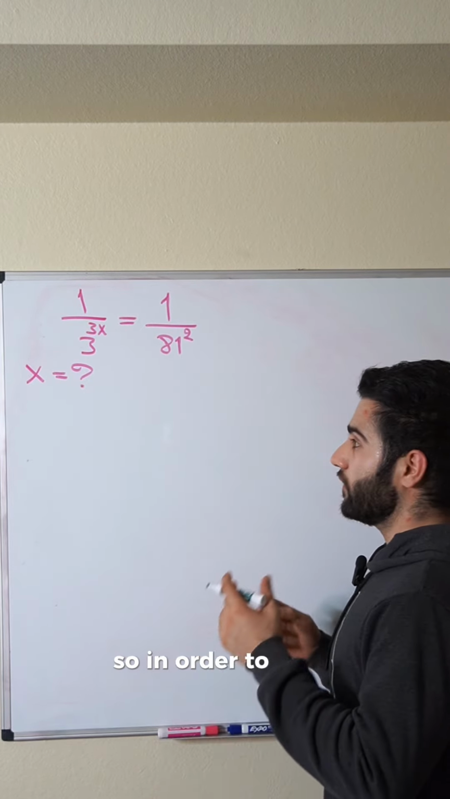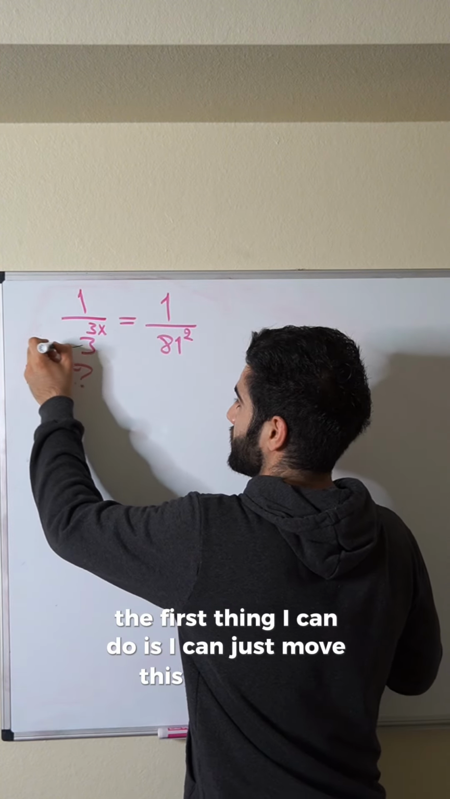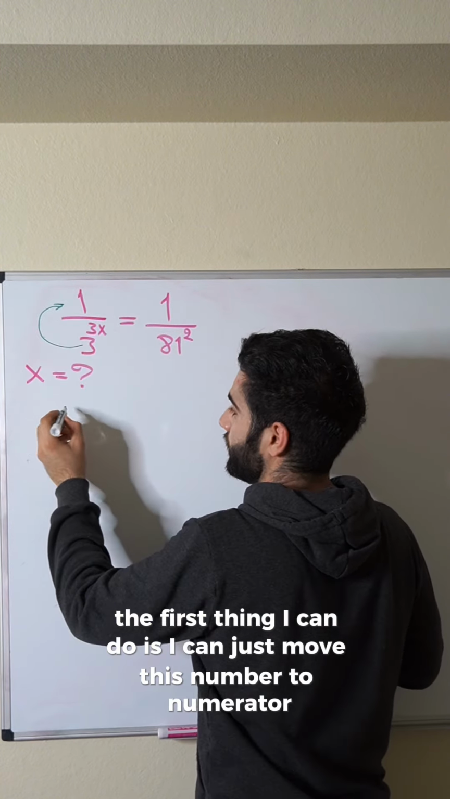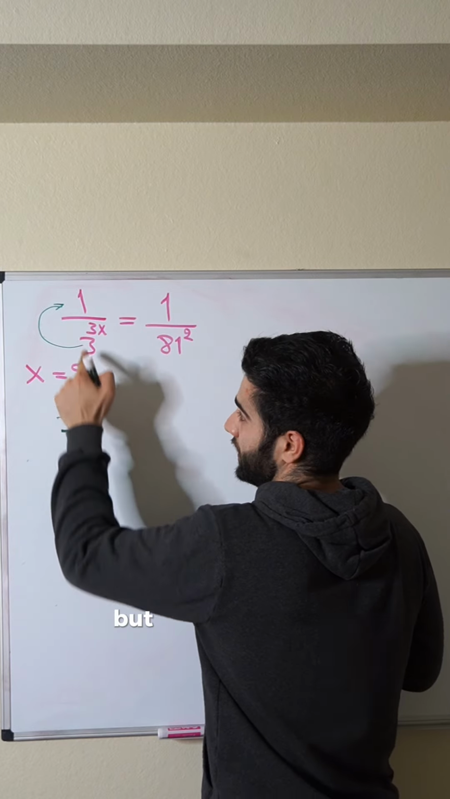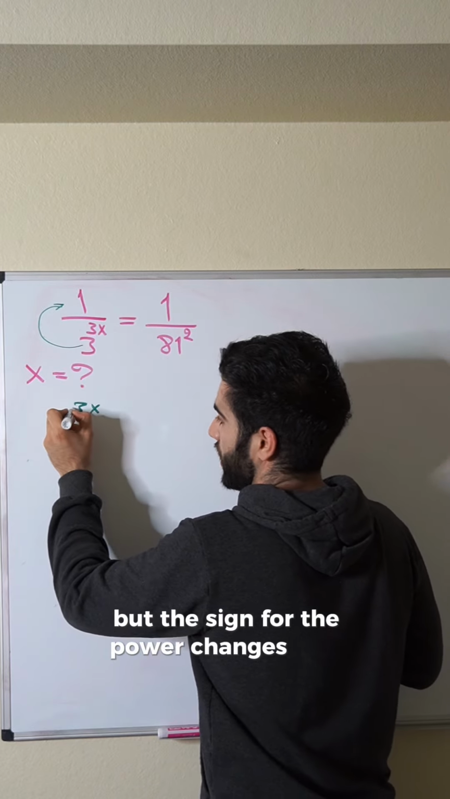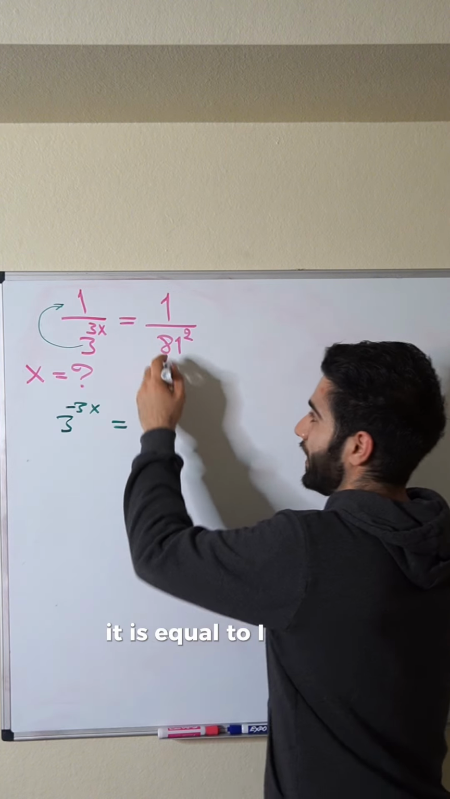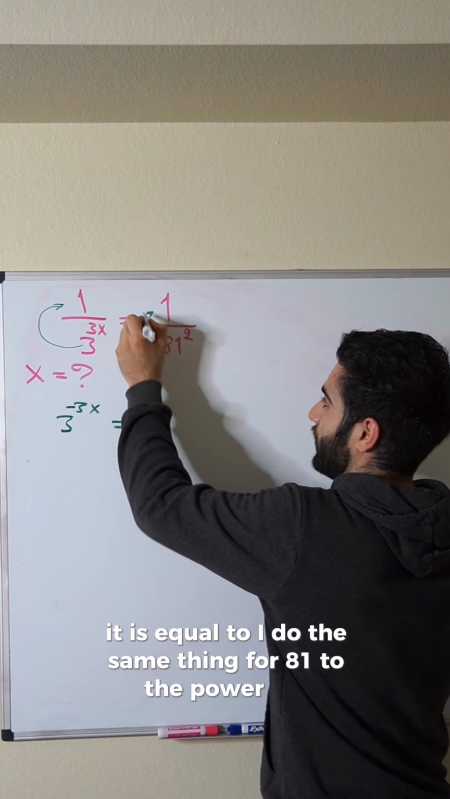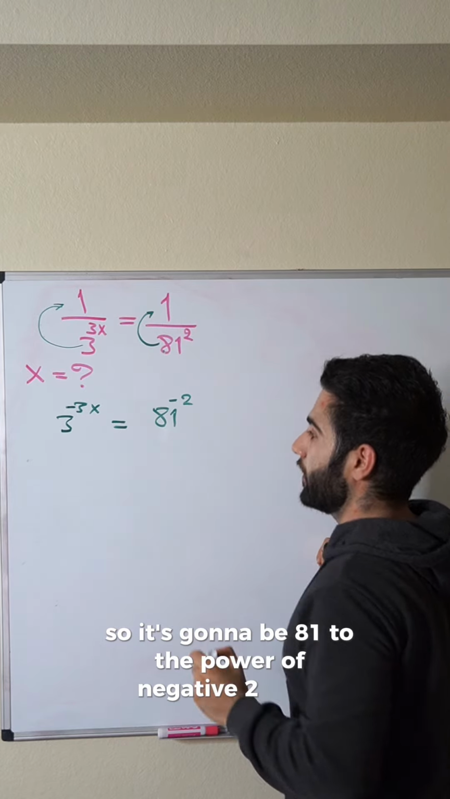In order to find x, the first thing I can do is move this number to the numerator. So it's going to be 3 to the power of 3x, but the sign of the power changes, so it's going to be negative 3x, right? It is equal to, I do the same thing for 81 to the power of 2, so it's going to be 81 to the power of negative 2, right?